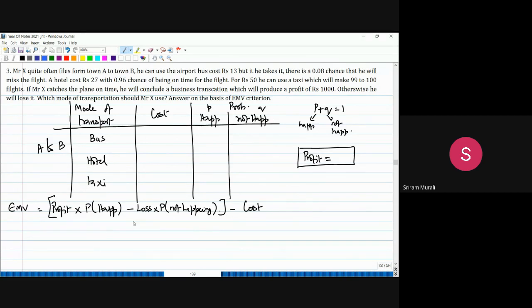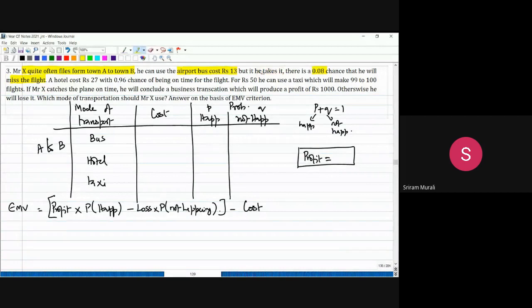I have to take one more type, that is opportunity loss, that I will take. Now you come to this problem. Mr. X quite often flies from town A to town B. He can use airport bus which costs 13 rupees, but he takes it. If he takes, a chance is 0.08. Airport bus cost is rupees 13. If he takes, the chance is 8%. The chance that he will miss the flight.